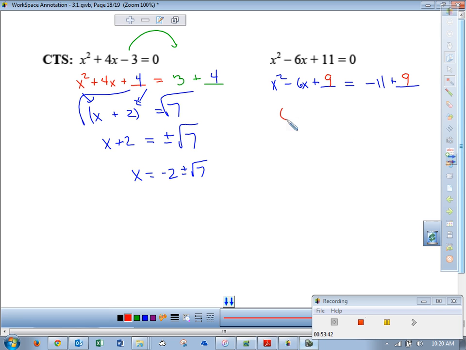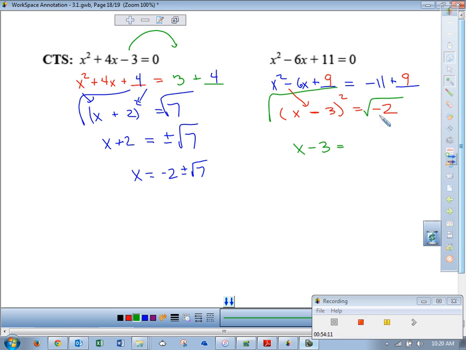This factors to x and 3, quantity squared, and the sign is negative. Right, that sign right there is negative. Negative 11 plus 9. Uh-oh! How much? Negative 2. Uh-oh! SpaghettiOs! Now we have to square root both sides. When you square root this side and square root this side, this becomes x minus 3, and this can't happen in the real number system.